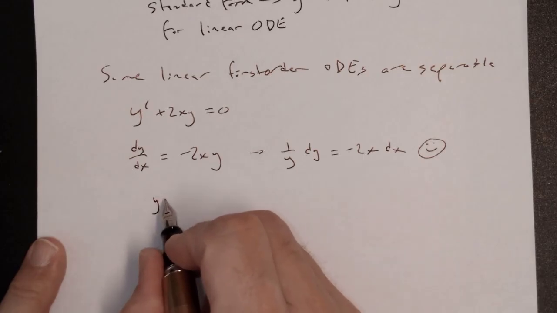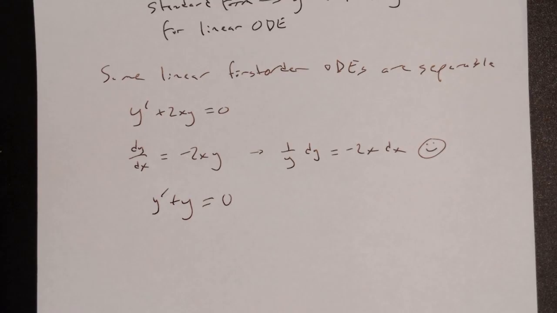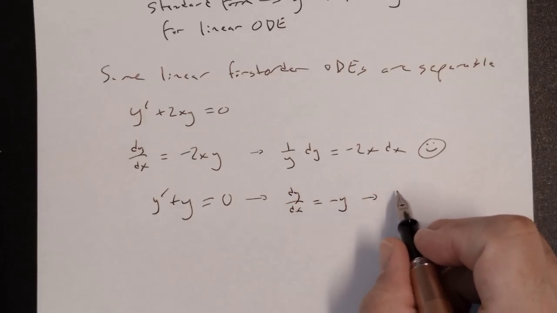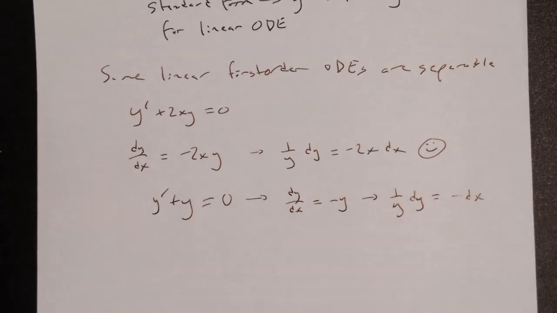Even if I just had y prime plus y equals 0, that's separable. There it is separated. Move the y to the other side, then it becomes minus y. Divide out the y, leave the minus behind, and change the dx to the other side. But this equation is linear. It's just barely different than the one above it. And it's not separable.